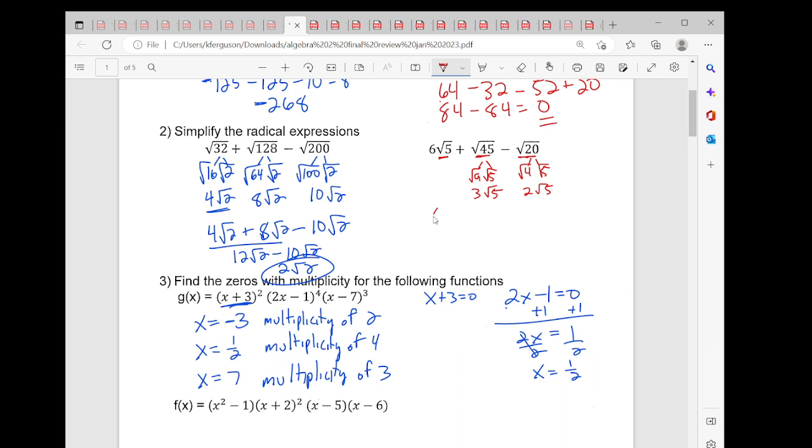So now I've got 6 times the square root of 5 plus 3 times the square root of 5 minus 2 times the square root of 5. So that ends up being 9 square root of 5 minus 2 square root of 5. So the answer is 7 square root of 5.